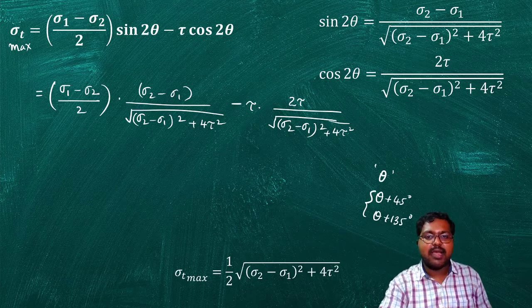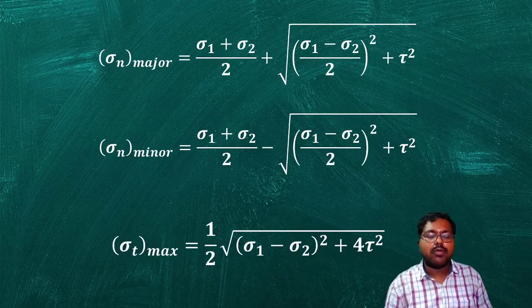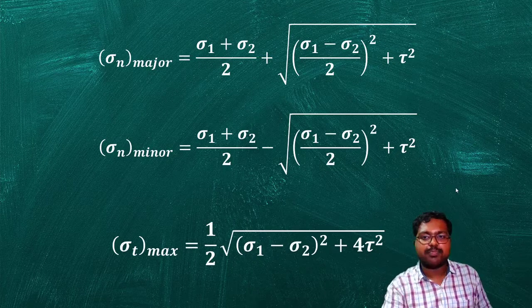So if we recap this as a whole, we got the values of sigma n major, that is the major principal stress, sigma n minor, the minor principal stress, and sigma t max, which is the maximum shear stress, like this. So with this knowledge of these principal stresses and principal planes, we will start doing problems in the next video.